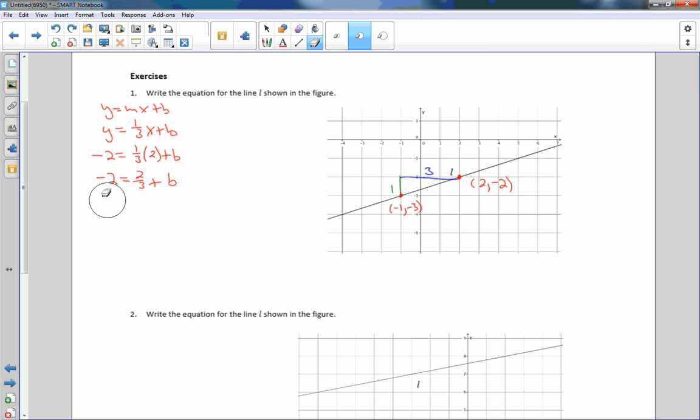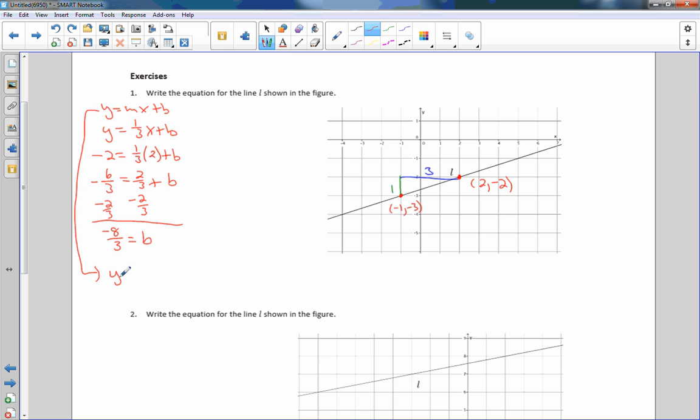And I'm going to rewrite that negative 2 because I should be aware that this is a fraction and I need a denominator of 3. Well, negative 2 times 3 is 6, so negative 6 over 3 is negative 2. Now I'm going to subtract 2/3 from both sides. And when I do that, I get negative 6 minus 2, which is negative 8 over 3 equals b. So finally, I can take my equation and write y equals 1/3 x minus 8/3.